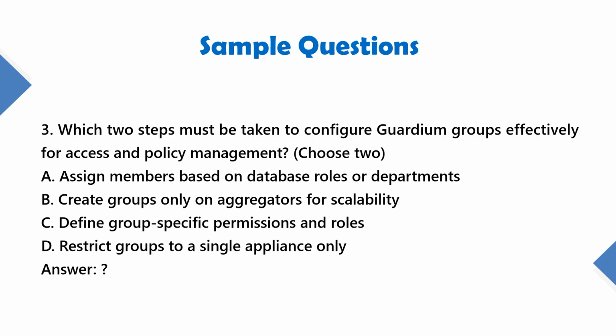3. Which 2 steps must be taken to configure Guardium groups effectively for access and policy management? Choose 2. A. Assign members based on database roles or departments. B. Create groups only on aggregators for scalability. C. Define group-specific permissions and roles. D. Restrict groups to a single appliance only.